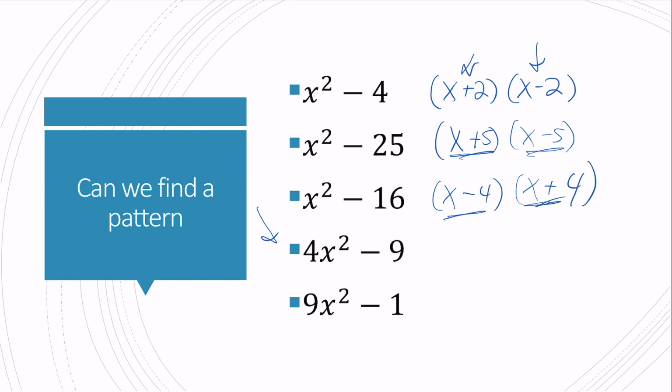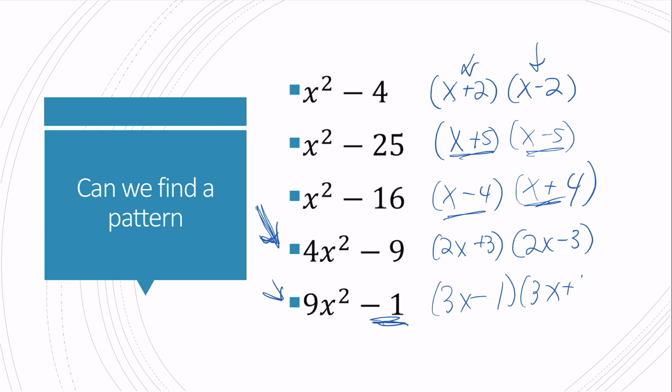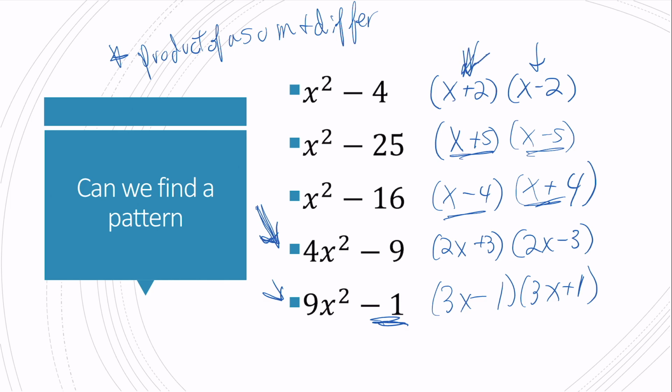What about more complicated ones like this, when a isn't 1? What do we think that pattern might be? How about 2x minus 3 and 2x plus 3? For our last one, how about 3x minus 1? Remember, 1 is a perfect square. And 3x plus 1. These are all the product of a sum and a difference. All that changes is the middle sign from negative to positive or positive to negative. And because of that, my middle terms, my b terms, will cancel out.